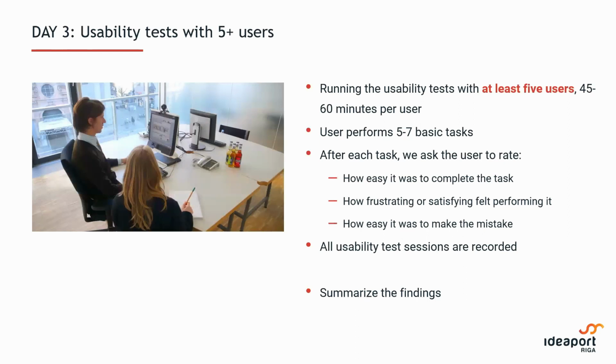And then after each task, we would stop and ask the users to rate their experience. First, we ask them to rate on a scale from 1 to 7 how easy it was to complete the task. Very difficult would be 1 and very easy would be 7. Then we would ask them how they felt about performing this task. So, very frustrated, like 1, and very satisfying, 7. And how easy do they think it could be for users to make a mistake as they do this task? So, very easy to make a mistake is 1, and nearly impossible to make a mistake is 7.